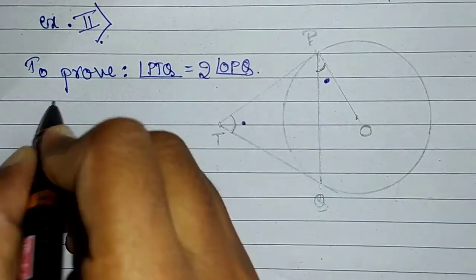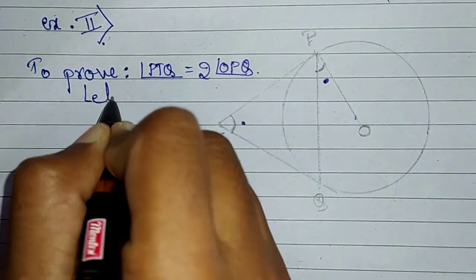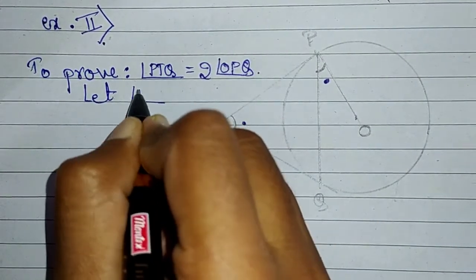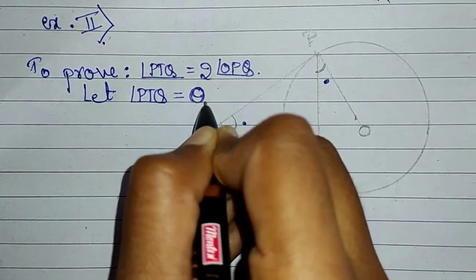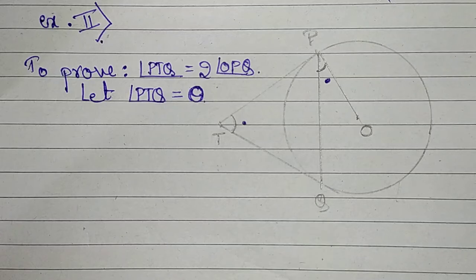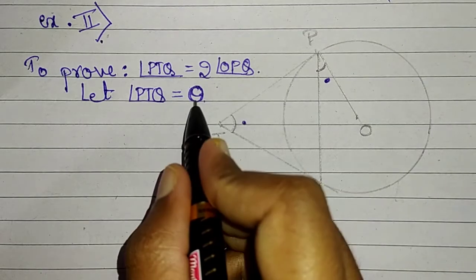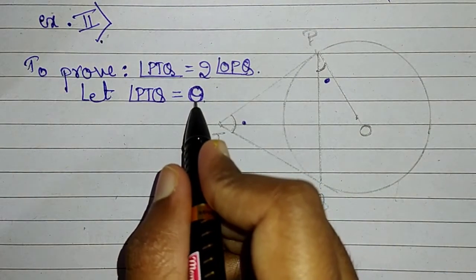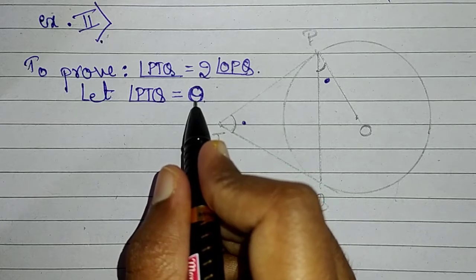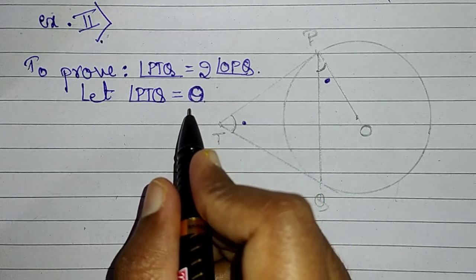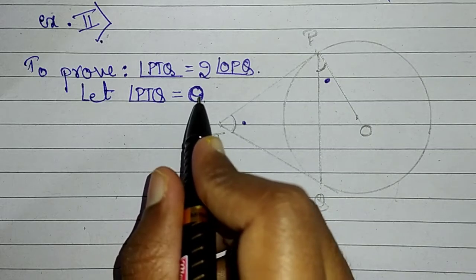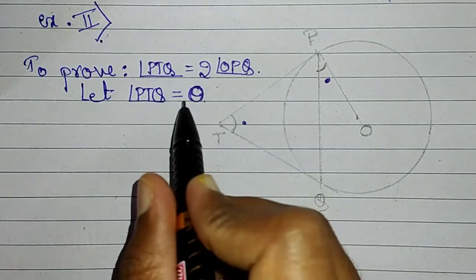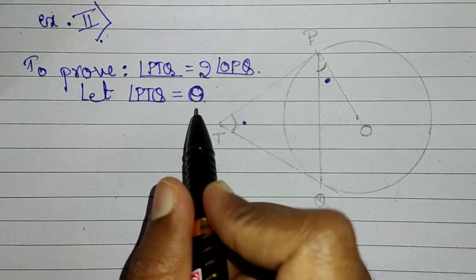So let angle PTQ be theta. Theta is a Greek letter, just like alpha, beta, gamma. Theta is a Greek letter which we usually use to denote certain angles. When you come to learning chapters relating to trigonometry, you will be using theta more often. So here let angle PTQ be equal to theta.